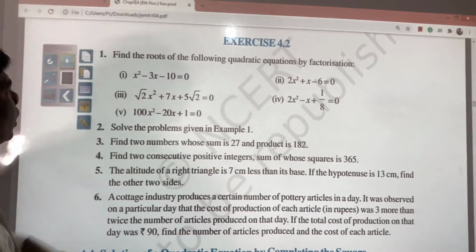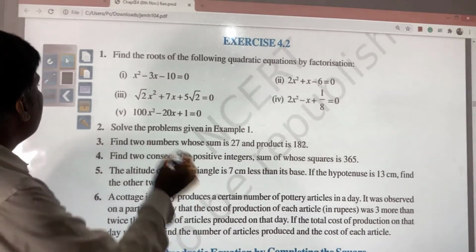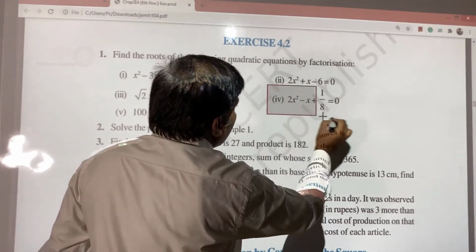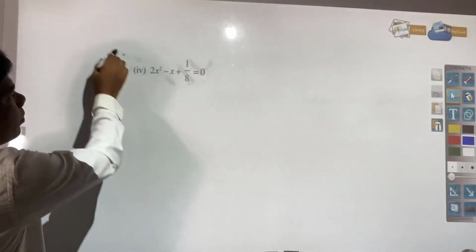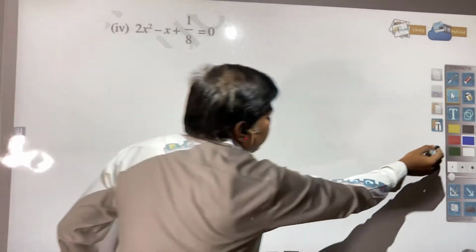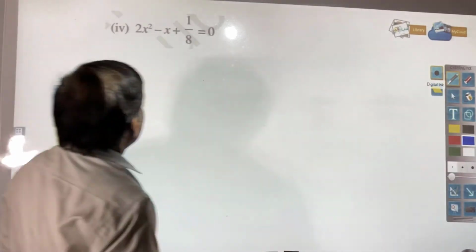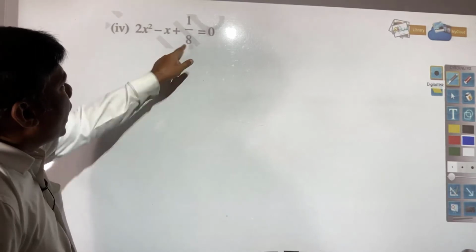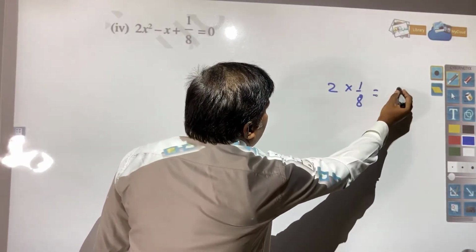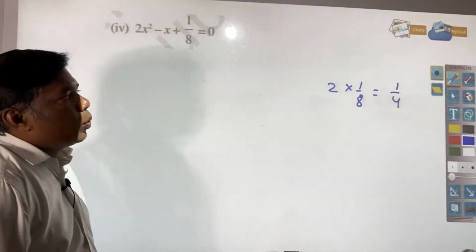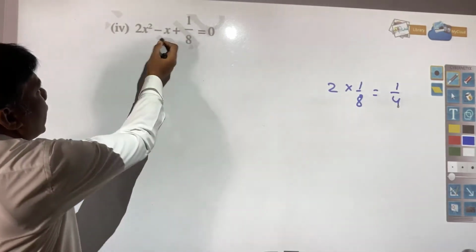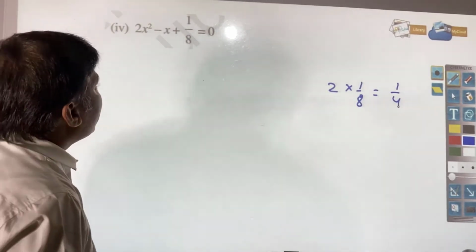Now I hope you will be able to solve this question. What is to be done? First term and last term, again 2 into 1 by 8, and that is equal to 1 by 4. So 1 by 4 is required to be factorized, so that we will get minus x. So what can be done?